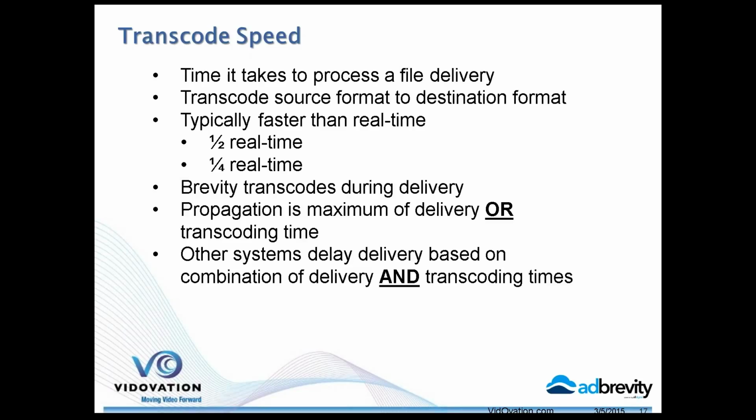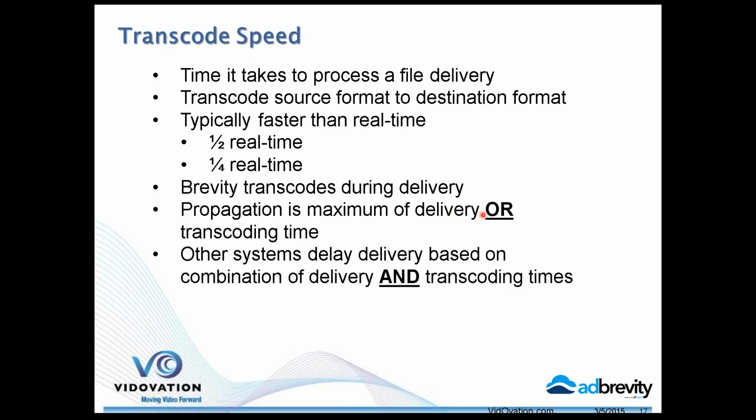So Brevity transcodes during delivery, but the total time of transport and transcode is whichever is the longest. So in other words, Brevity starts transcoding a file. The transcoding is taking longer than the transfer pipe time. The pipe's got to wait till the transcoding. So the transcoding in that scenario is the weakest link. If something needs to be lightly transcoded, not a lot of processing power, and it does it faster than the pipe can handle, the pipe is the weakest link.